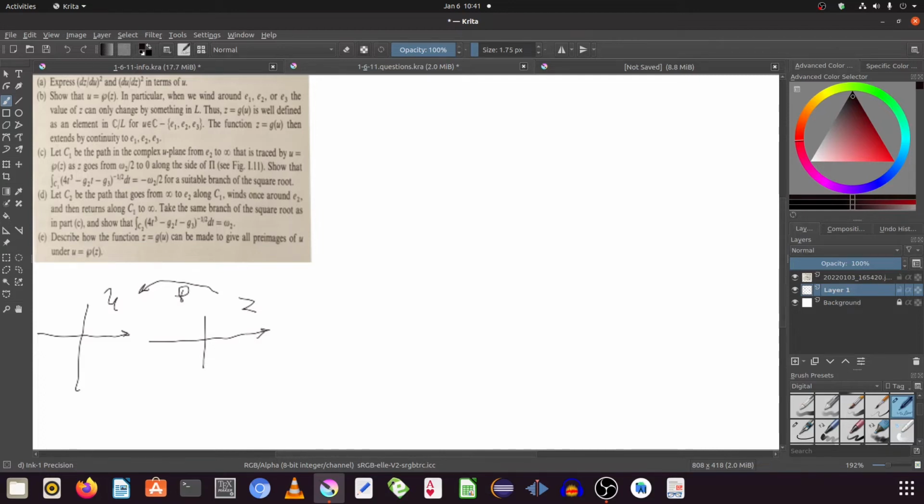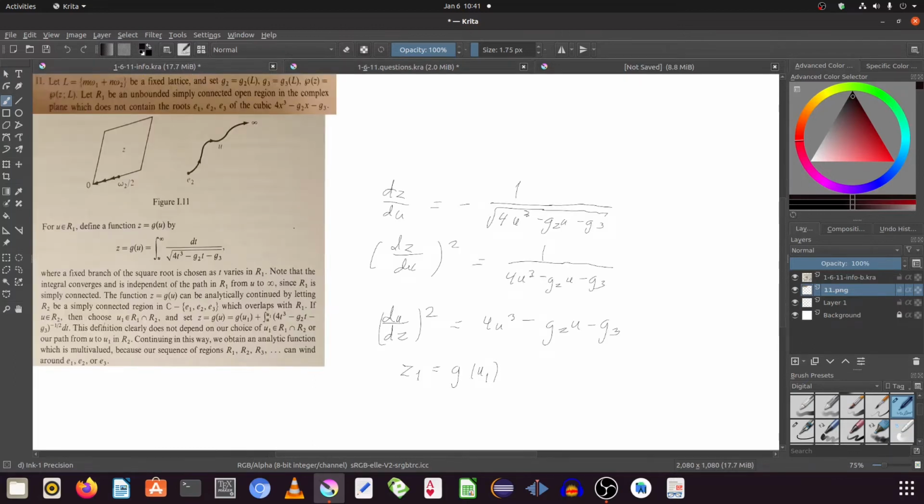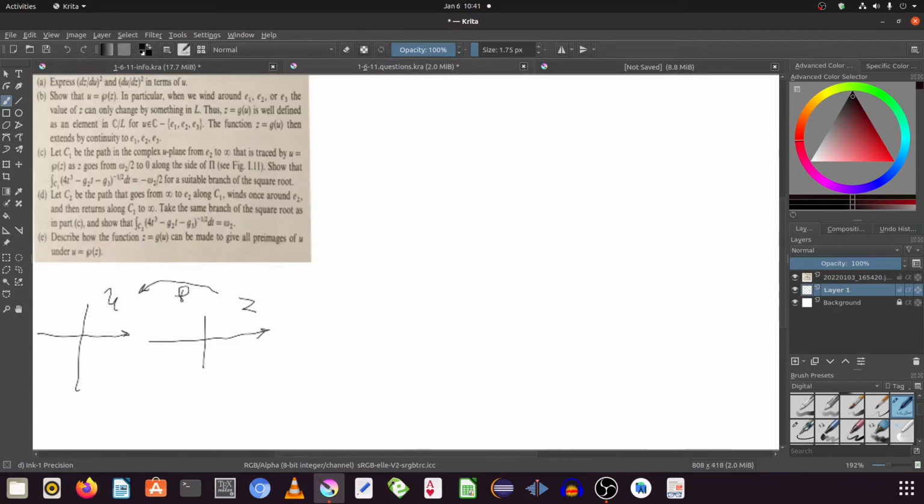So we shall show that it is actually the inverse function. So it satisfies, du/dz satisfies the correct differential equation. And so that's A, we solve B.